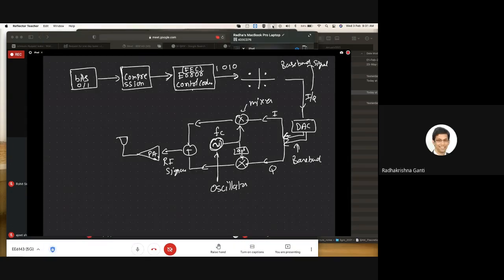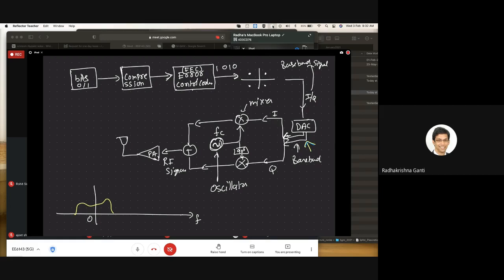Okay. So if you look at the spectrum at this point, I'm just going to draw this down. So this is my frequency. This is my zero frequency. The spectrum at this point, maybe I'll put another color, will be something like this. It will be centered around 0, baseband.